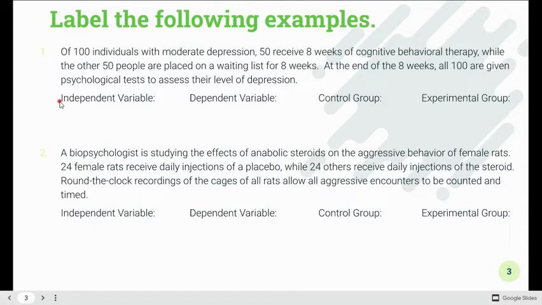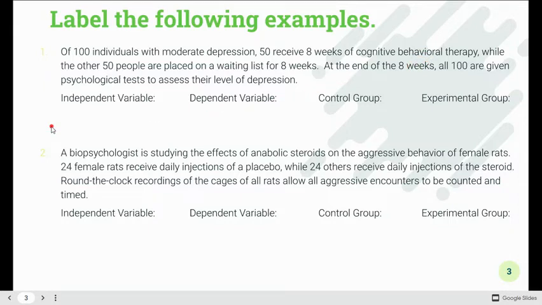That's what we think is going to be having an impact. The dependent variable, what is it that we're measuring? And it says here their level of depression. Okay, so the control group, they do not get the independent variable. So these are the people on the waiting list. The experimental group, these are the 50 that get the cognitive behavioral therapy.